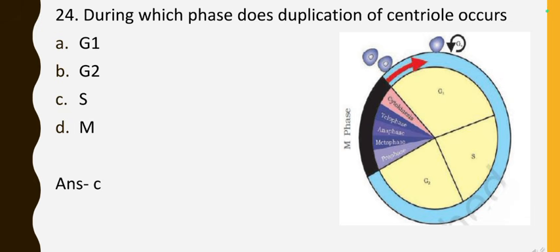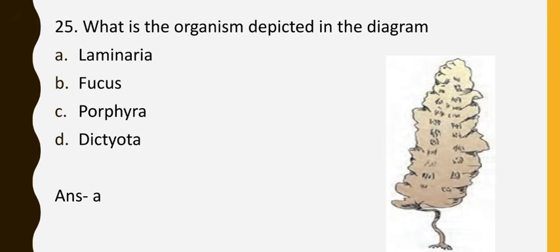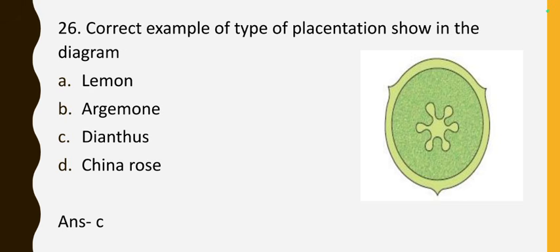During which phase does duplication of centriole occur? The duplication of centriole occurs in S phase of cell cycle. What is the organism depicted in the diagram? This organism is Laminaria. Correct example of type of placentation shown in the diagram is Dianthus.